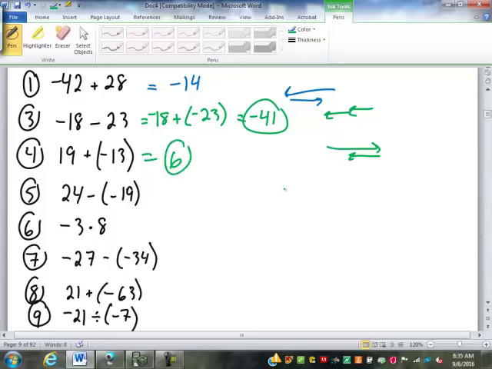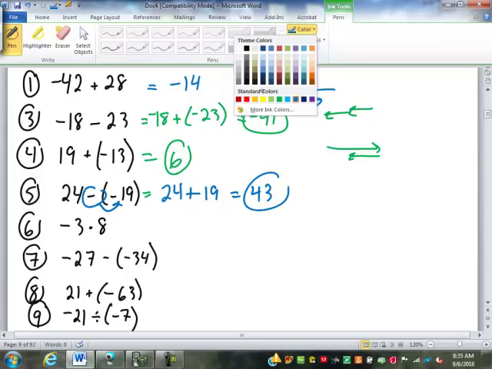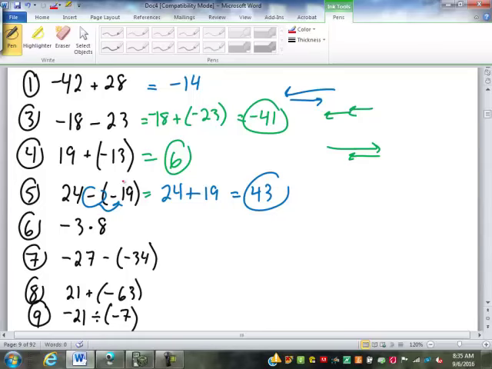Number 5. This one ends up becoming 24 plus, remember it's plus the opposite of that next number, so plus 19. It's a positive 43. So if it's even in a parentheses like that? Yep, the parentheses are just saying that's a negative, not a minus. It's separating off the negative. Usually when the second number is a negative, it's almost always in the parentheses.